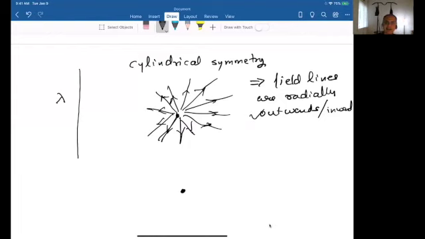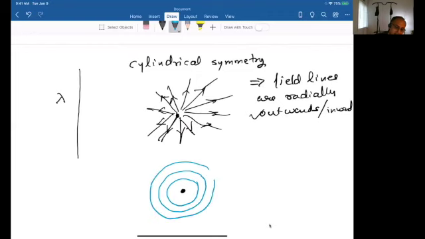Okay, how about this pattern of field lines? So here is the wire, right? Suppose the field lines form closed concentric circles like this. Would this have cylindrical symmetry? The answer is yes. This is also a pattern of field lines that is consistent with cylindrical symmetry.